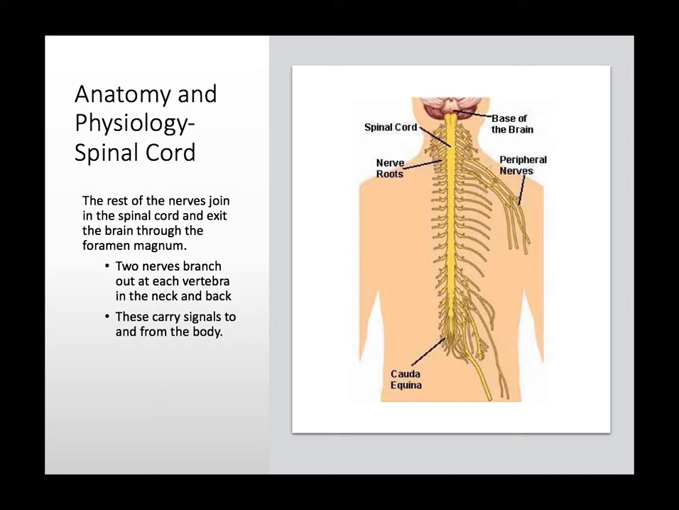So let's get down a little bit south of the brainstem. We'll talk about the spinal cord. So the rest of the nerves join in the spinal cord and they exit the brain through the foramen magnum. It's a large opening. That's why it's called magnum. Magnum is large. Foramen is an oval or a hole.